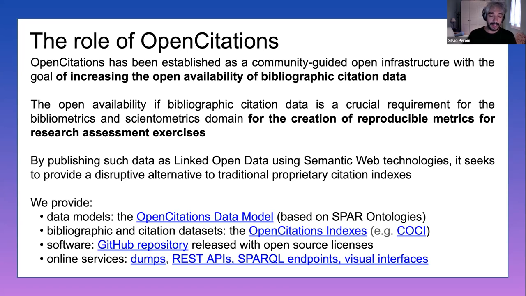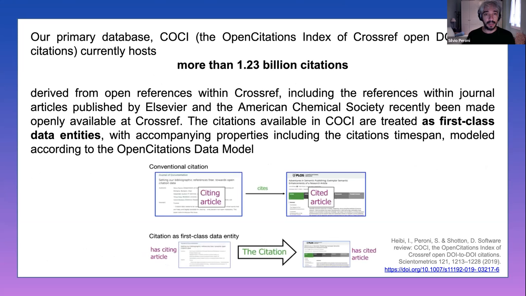Among the things that we make available, there are a lot of datasets and collections. The main ones are called the OpenCitations Indexes, in particular COCI. All the data there are available under CC0, so you can reuse them for any purpose, including, of course, research assessment exercises. And you can access this data by means of services, REST API, SPARQL endpoints, but also download them in bulk by downloading the entire dump.